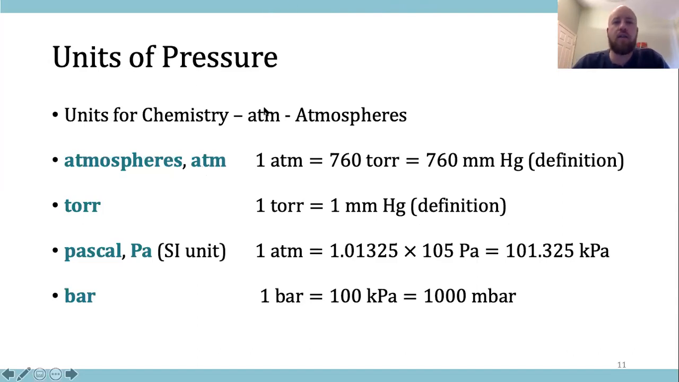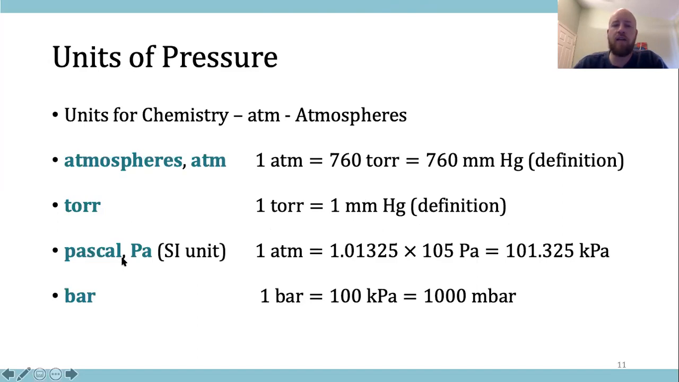Okay, almost everything is going to be in atmospheres, ATM. Commonly there are other units called torr, or millimeters of mercury, right? These are basically the same unit. They have the same basic conversions.